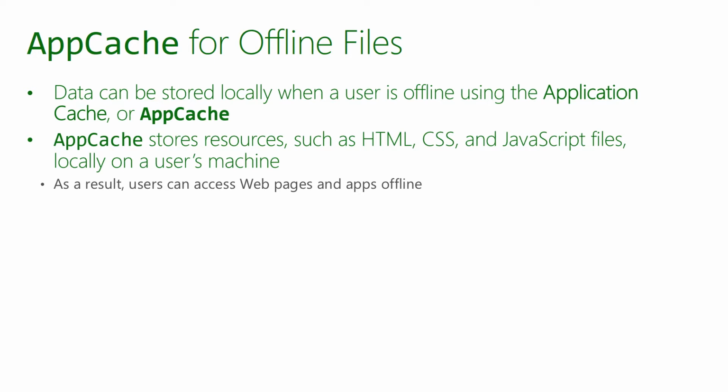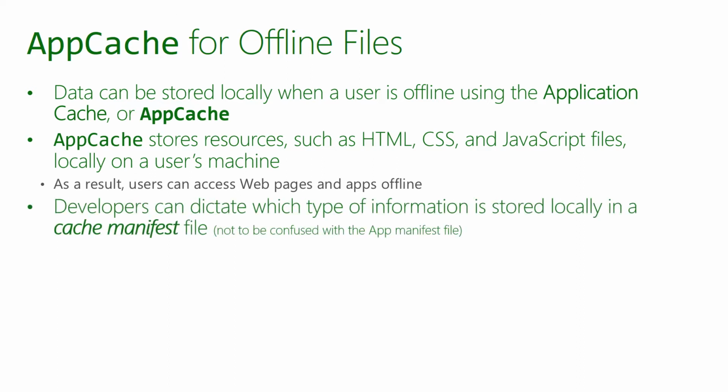Okay, so app cache stores resources such as HTML, CSS and JavaScript files locally on the user machine. So obviously that enables or would enable the users to access those pages offline. The developers can dictate which type of information is stored locally in a cache manifest file. Okay, it's different from the app manifest file. So it's a cache manifest file, particularly relating to that web page for which you're keeping some files.